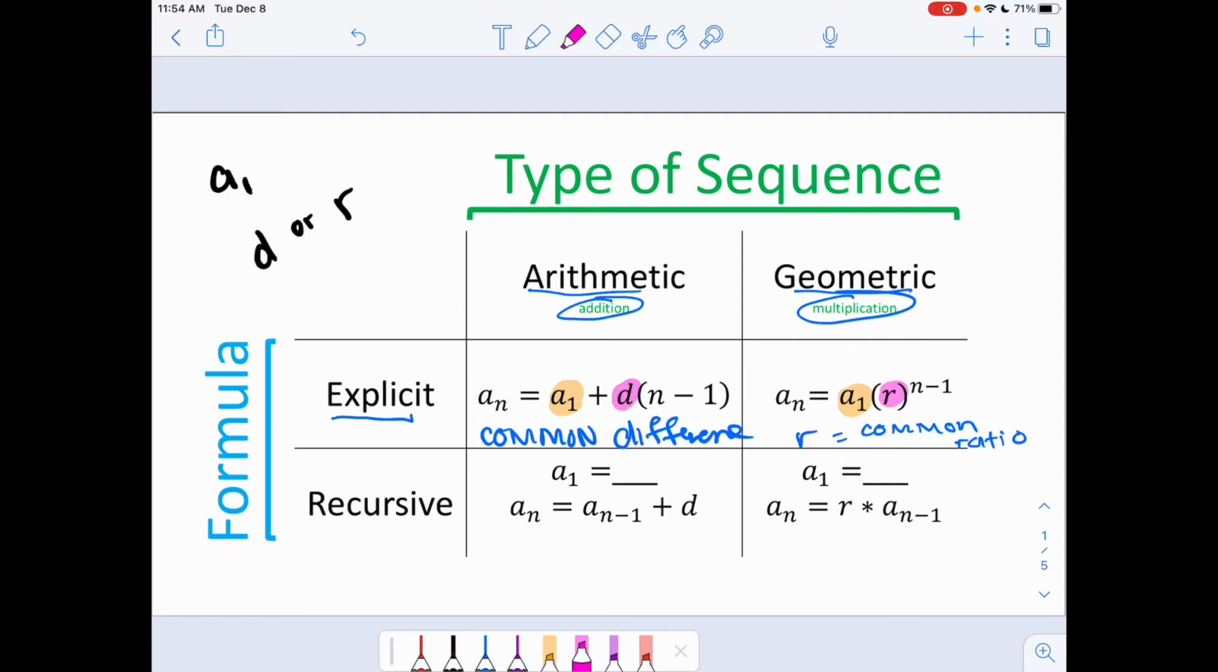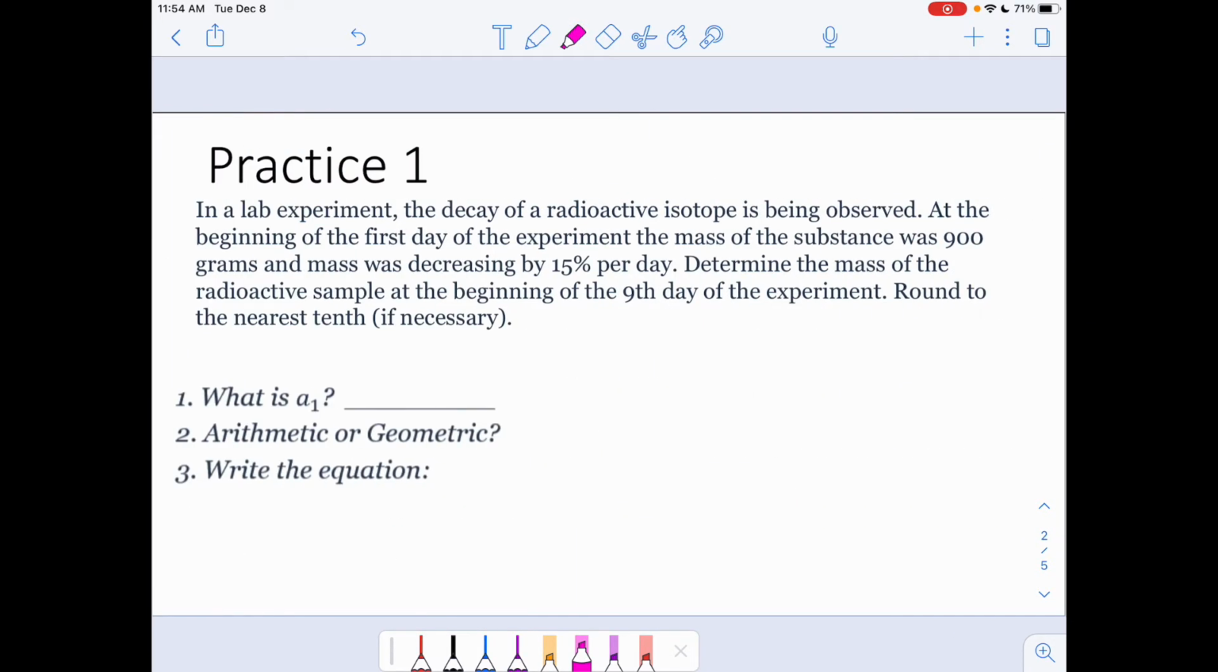Let's go ahead and practice some examples. In a lab experiment, the decay of a radioactive isotope is being observed. At the beginning of the first day of the experiment, the mass of the substance was 900 grams, and the mass was decreasing by 15% per day. Determine the mass of the radioactive sample at the beginning of the 9th day.